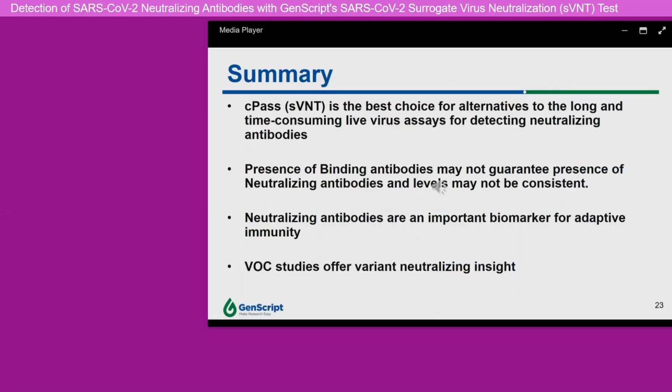So the summary of information that we covered in this presentation is that CPAS sVNT is the best choice for alternatives to the long and time-consuming live virus assays for detecting neutralizing antibody. The presence of binding antibodies may not guarantee presence of neutralizing antibodies, and those levels may not be consistent. Neutralizing antibodies are an important biomarker for adaptive immunity, and variant of concern studies offer variant neutralization insight, especially into those considered high risk.